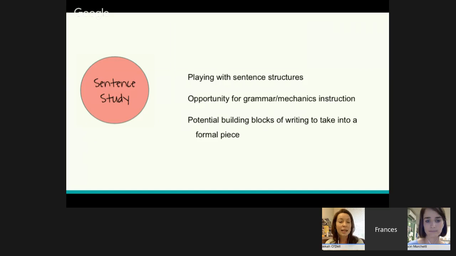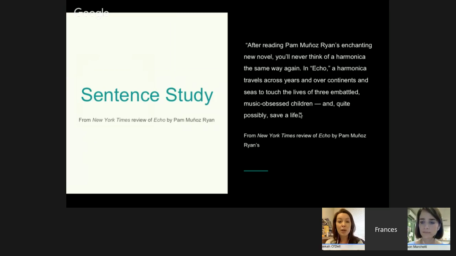In the example I'm going to show you in a second, there's the use of an em dash, which gives us an opportunity to talk about what an em dash can do, and in what situations you use the em dash. It also gives us potential building blocks for bigger published pieces of writing, and I'm going to show you an example of that too. So the example we have for you today is from a New York Times review of the book Echo by Pam Munoz Ryan. And what we would do is put this up on the screen, give students a chance to copy it down into their notebooks. It says, after reading Pam Munoz Ryan's enchanting new novel, you'll never think of a harmonica the same way again.